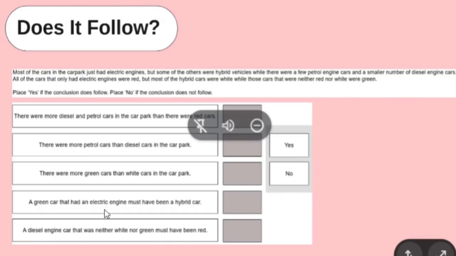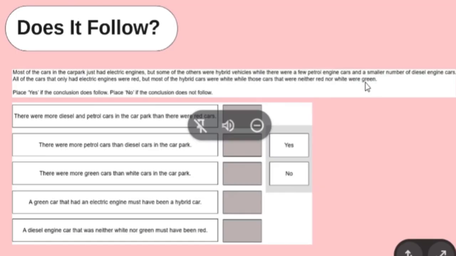Then we've got the fourth statement. A green car that had an electric engine must have been a hybrid car. Okay, so we're looking at green and an electric engine. And it's a hybrid car. So we're looking at that last part. So most of the hybrid cars were white, while those cars that were neither red nor white were green. Right, and because there's no other mention of green, because all of the other cars that only had electric engines were red, it has to be yes.